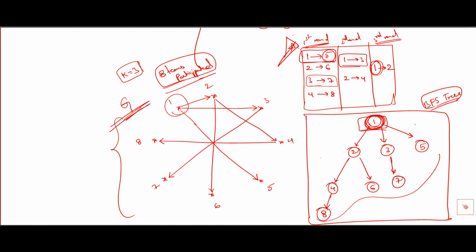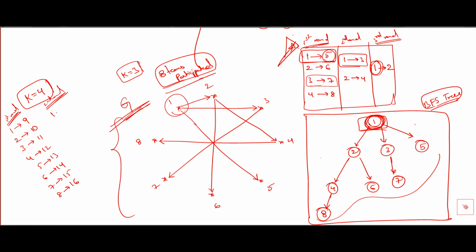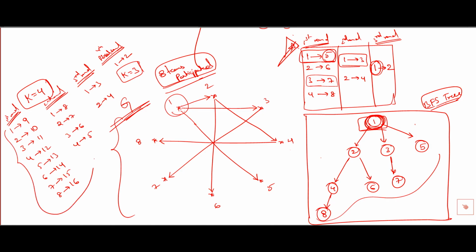So try this, and also try this by taking k equal to 4 and having fixtures like this. 1 beats 9, 2 beats 10, 3 beats 11, 4 beats 12, 5 beats 13, 6 beats 14, 7 beats 15, 8 beats 16 in the first round, and in the second round 1 beats 8, 2 beats 7, 3 beats 6, 4 beats 5, and in the third round 1 beats 3, 2 beats 4, and in the final round or fourth round 1 beats 2. So try to draw a graph that represents these fixtures and draw a BFS tree. So work it out. Thank you.